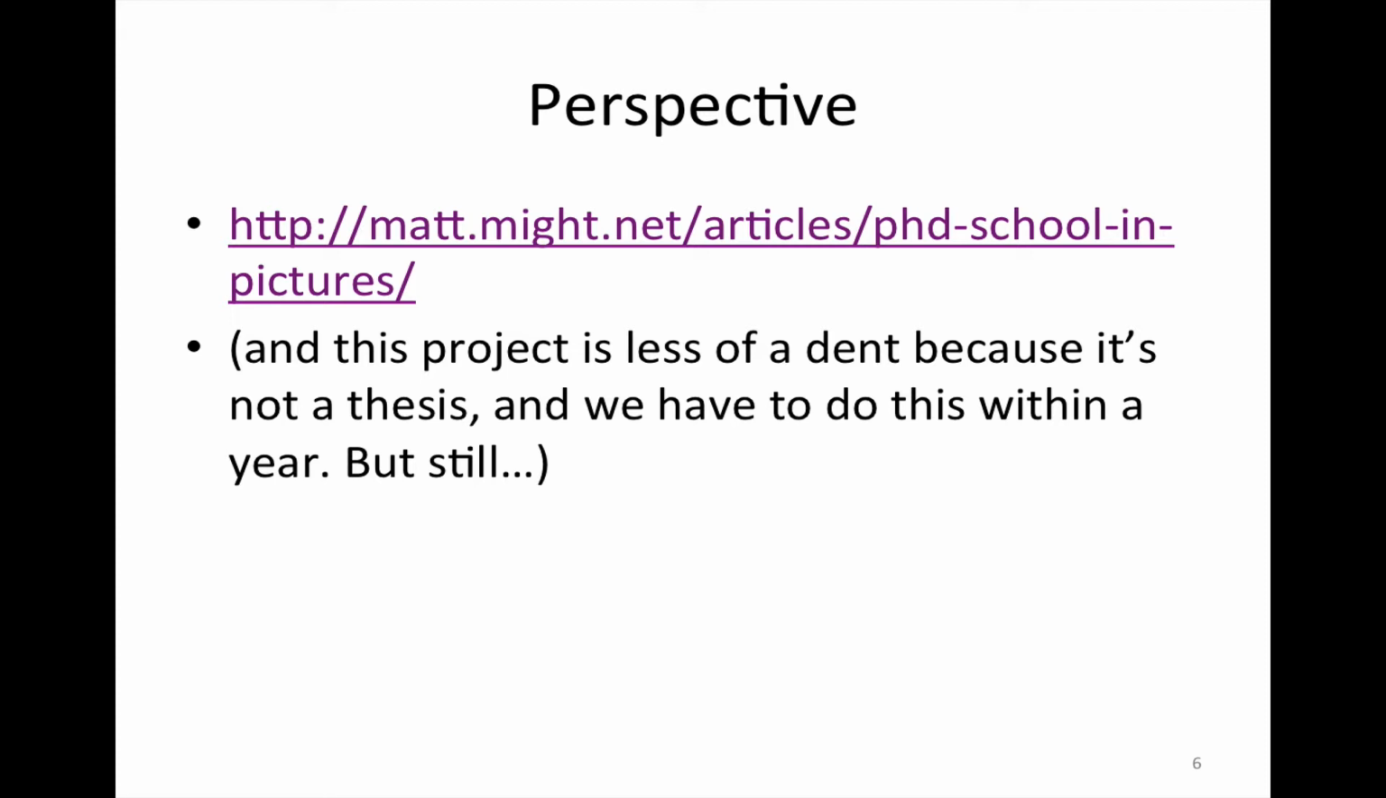Our project is less of a dent in the overall worldwide knowledge of star formation because it's not a thesis project. We have to do this within a year, but still we're working on something very, very tiny. It is part of the bigger picture. It is contributing to the worldwide human knowledge, but we're going to get into it really, really tightly. We're going to focus really close in, but it's good to remember the big picture in a lot of different ways.